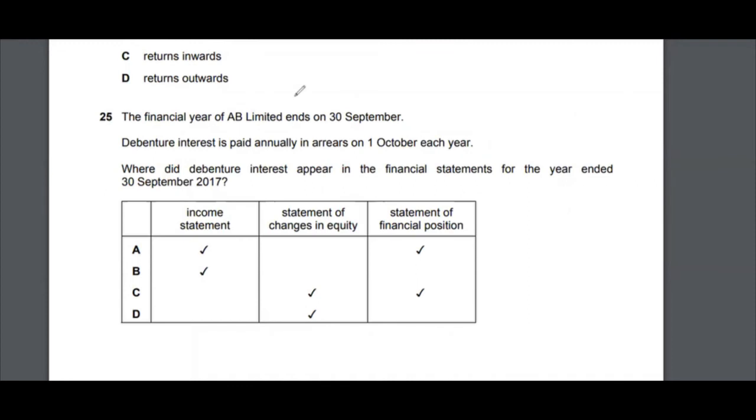The final year of AB Limited ends on 30th September. Debenture interest is paid annually in arrears on 1st October each year. Where did debenture interest appear in the financial statements for the year ended 31st December 2017? So it will appear on the income statement and it will appear on the statement of financial position. So where do you see the two ticks? It's option A. So the correct answer for multiple choice 25 is option A.